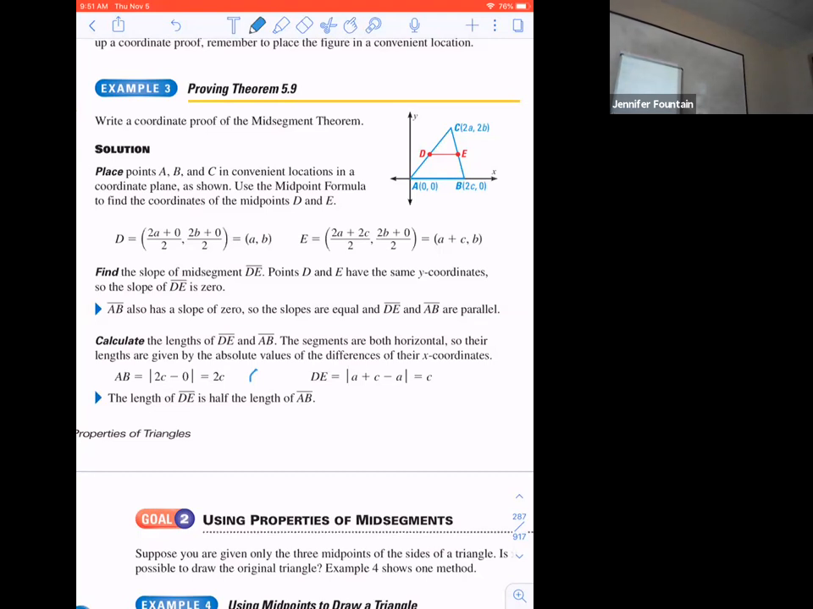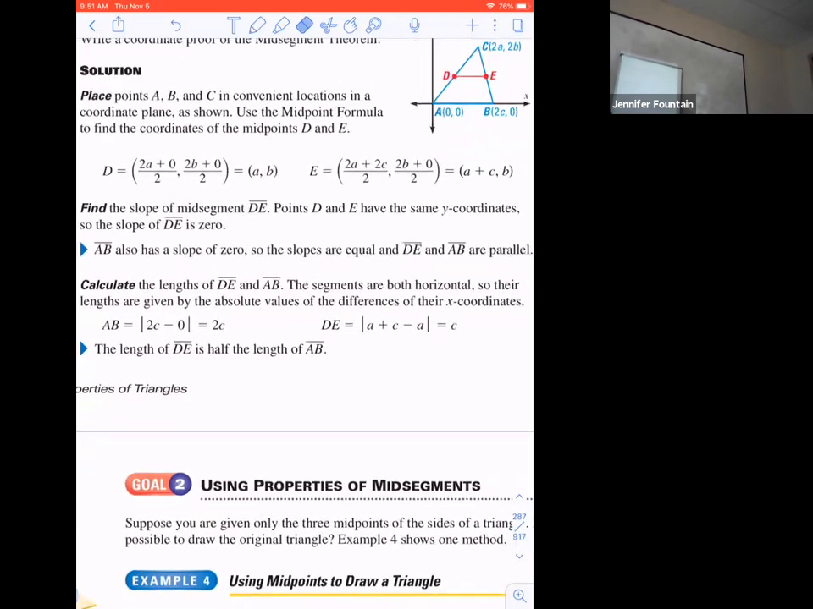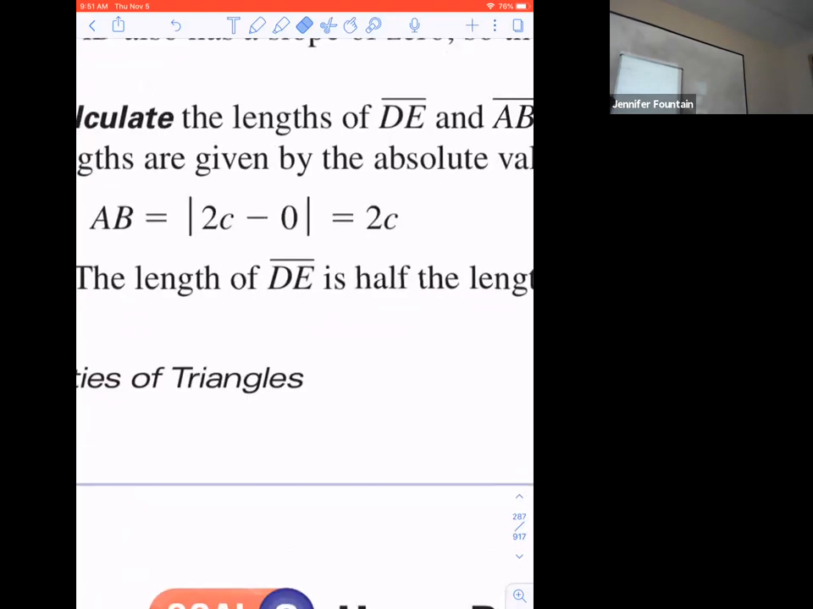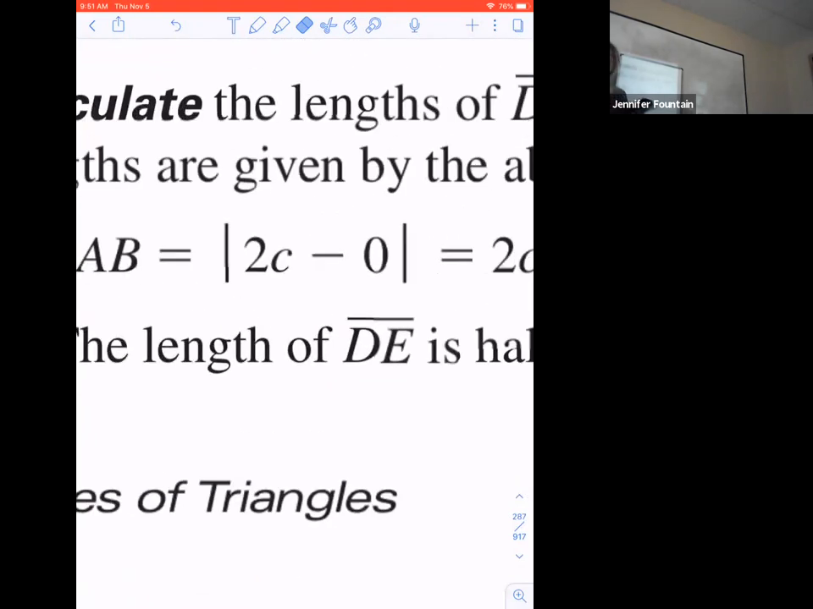Now, one of the things I want to tell you about calculating length, what symbol do you notice that they are using? Look under where it says calculate. Calculate the lengths. What is the symbol that they're using here? Absolute value. What do I know absolute value means?